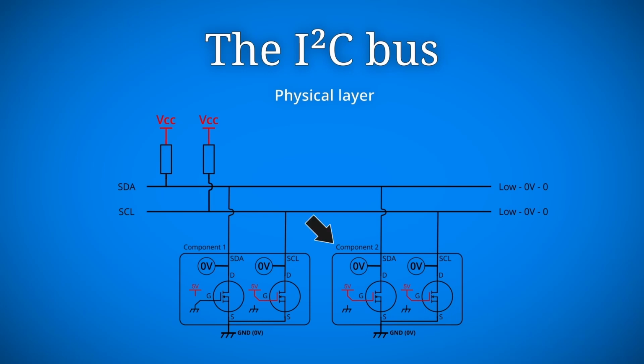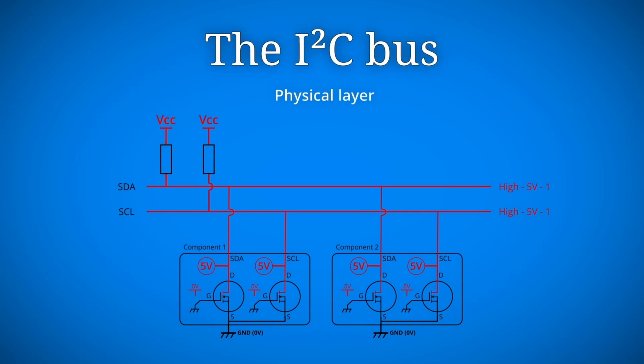In this example, component 2 forces the SDA line in the low state by connecting it to 0 volts, while component 1 tries to keep it in the high state by not connecting the line to the 0 volts. The low state has priority over the high state. If a component wants a line in the low state, and another component wants to keep it in the high state, the low state will be the state on the line.